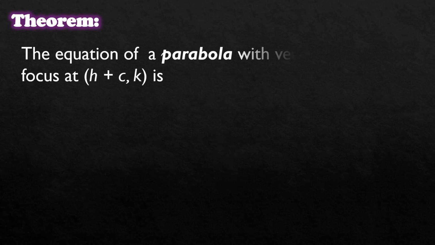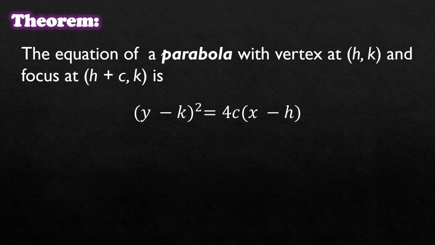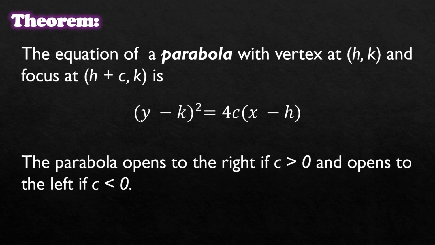A similar discussion can be made if the axis of the parabola is parallel to the y-axis. Consequently, we make the following statements. The equation of a parabola with vertex at (h, k) and focus at (h + c, k) is (y - k) squared equals 4c times (x - h). The parabola opens to the right if c is greater than 0, and opens to the left if c is less than 0.